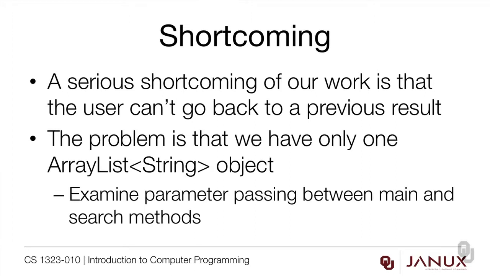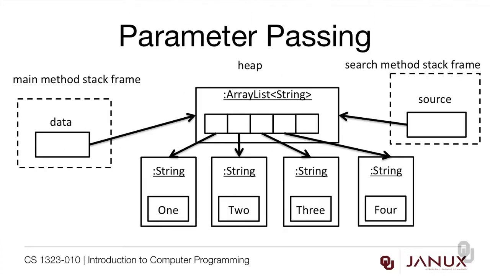So the problem here is that we have only one ArrayList of string object. So let's take a look at what the parameter passing looks like right now using a memory diagram. So we're looking at the parameter passing between the main method and the search method. So here is the memory diagram. Notice in the main method we have one reference data that points to the array list that's in the heap. Remember that the heap is where all the extra memory is, and so that's where all of our items get constructed from. So we've got our array list.